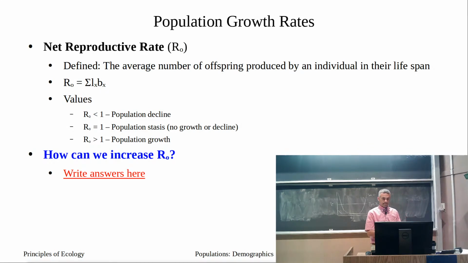Okay? So our R naught's going to be around 1. If it's less than 1, we have population decline. If it's greater than 1, we have population growth. And if it's equal to 1, then we have population stasis.